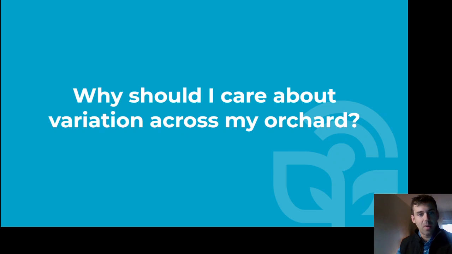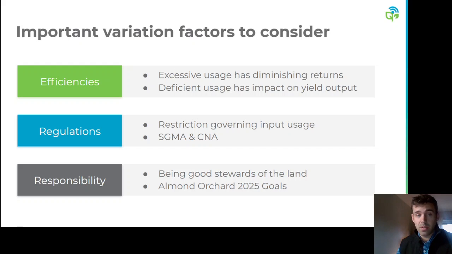So, why should I care about variation across my orchard? Well, there's three ways to look at this. First, there's the point of view of the efficiencies. There's different inputs that can be quite expensive, such as water, nutrients, or labor that you don't want to apply in excess because that would decrease the returns. And of course, there's a point in which plants might respond negatively to an increase in inputs such as water or nutrients. The second is the regulations.